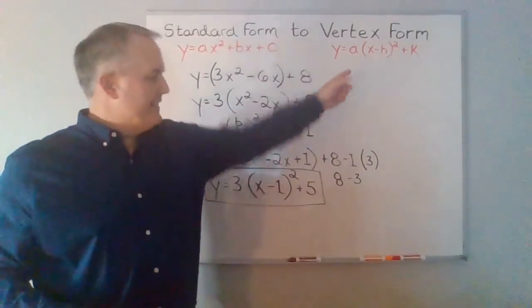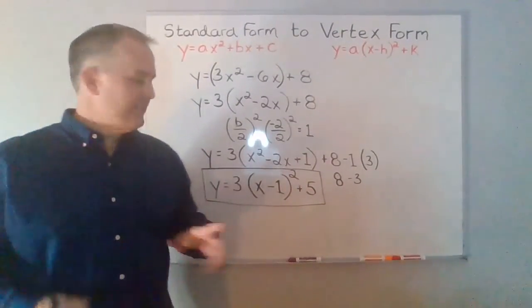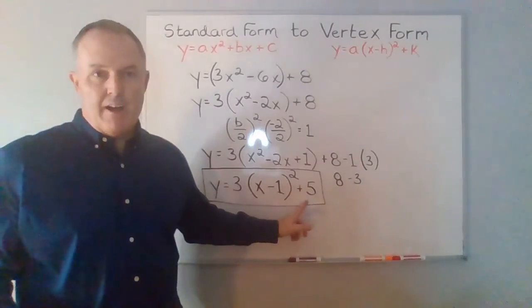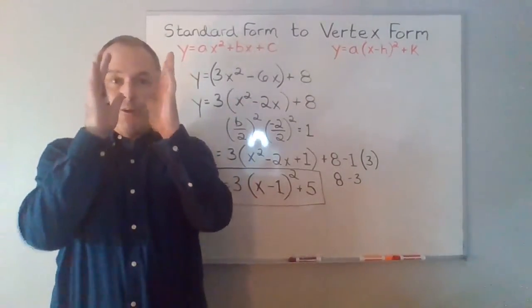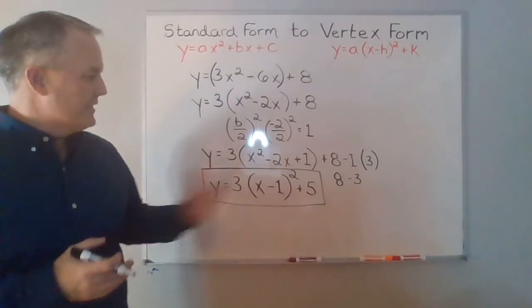Now, remember, I can tell by this what the vertex is. My vertex would be 1, 5. I can tell by the a that it's going to be a rather narrow and very steep parabola. So there's a lot I can tell from this.